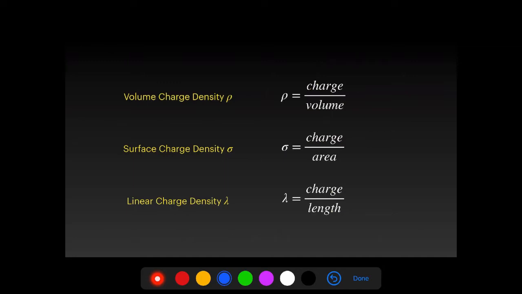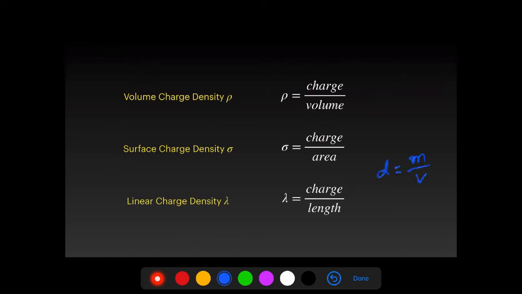Now let's recapitulate the types of charge densities. Density, as you know, is mass by volume. Generally we know the density like this: suppose we represent D equal to m by v. So here we are taking charge density, that is the number of charges per unit volume, or unit surface, or per unit length.